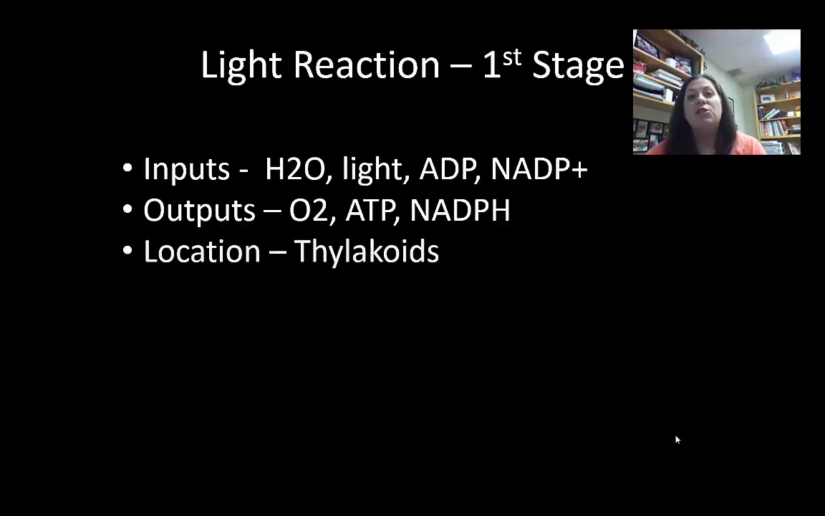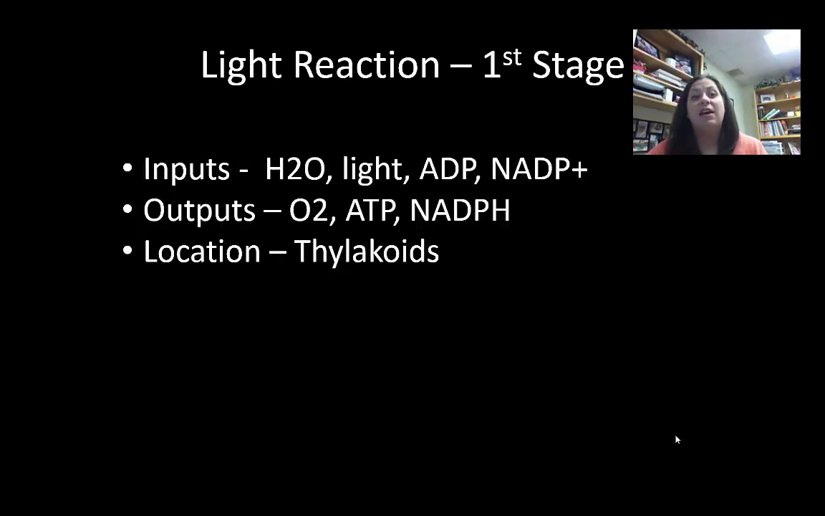We also need to know where this takes place. This takes place in the chloroplast, but specifically in those thylakoid membranes. Those thylakoids are where the pigments are located, and so this is why it takes place in the thylakoids, because they have to actually absorb the light. Also, it's important to know which wavelength of light, because remember, light travels in waves.